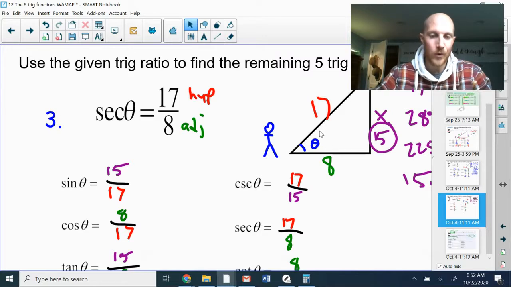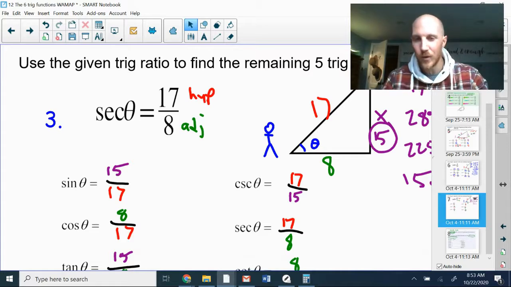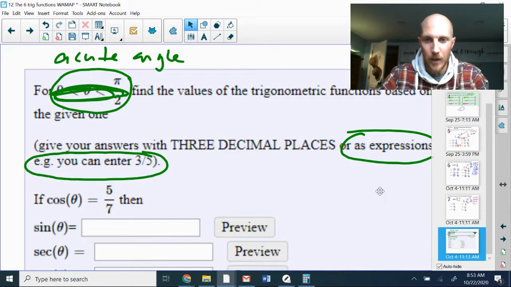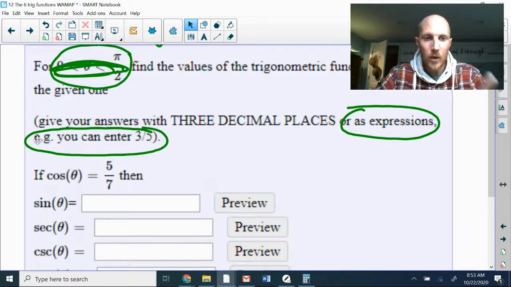Choose whichever angle you want as your theta. It could be the lower left, it could be the upper right. You could draw your triangle facing a different direction. For all I care, it doesn't make any difference. But for all of these problems, it's going to be an acute angle. And then you're going to give your answers with 3 decimal places. That's fine. If you want to divide your ratios to get decimals, it makes more work to get the calculator out and to do the division. I don't know why you would do that.